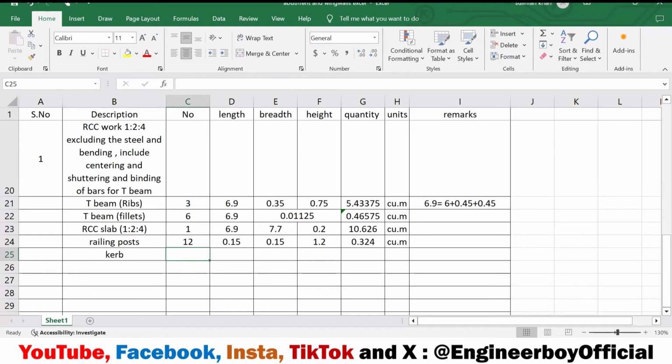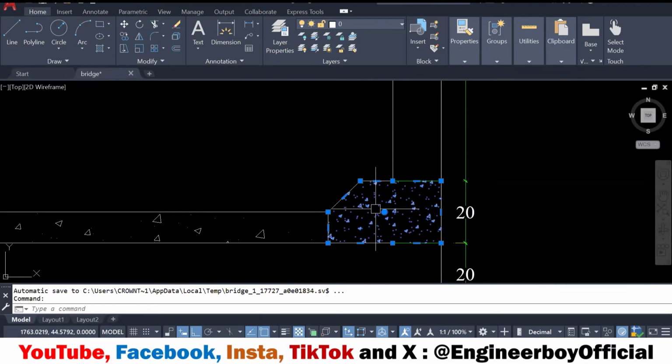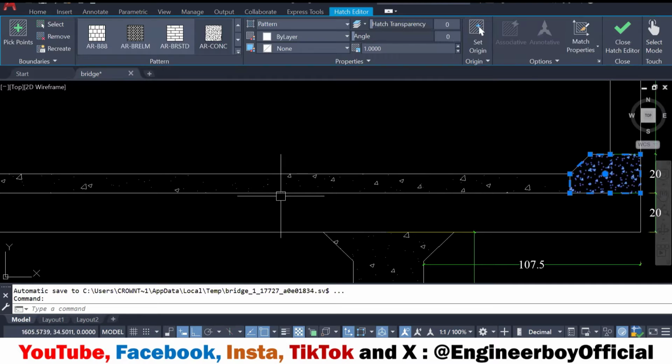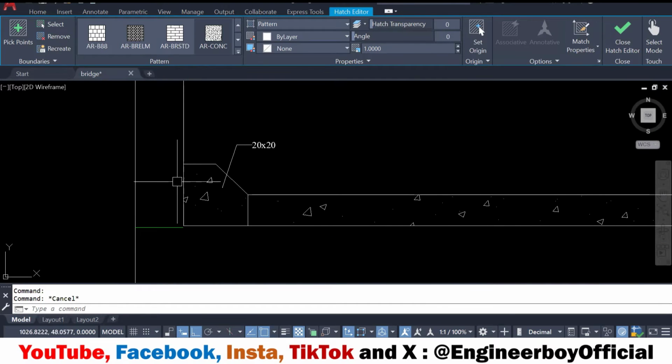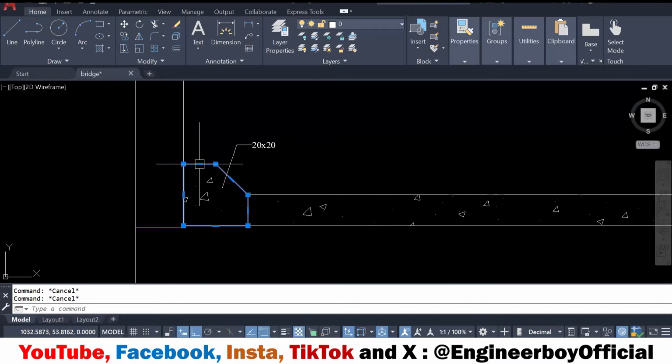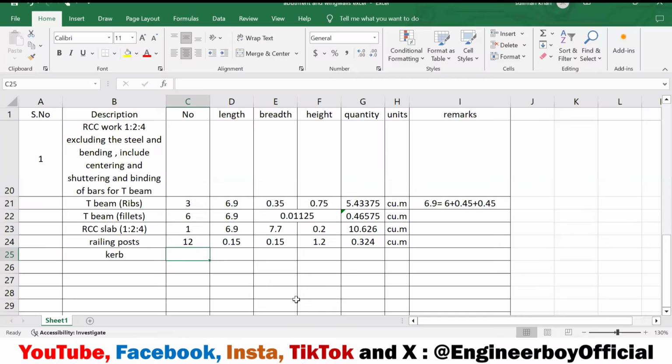So the curbs are 2 in number, because we have one from this side and another one on the other side. You can see it over here. And we have already extended this to the other side, so 2 in number can be taken. Now, what should be the length? Of course, 6.9, because the curbstone runs along the length, or along the span. So this can be 6.90.